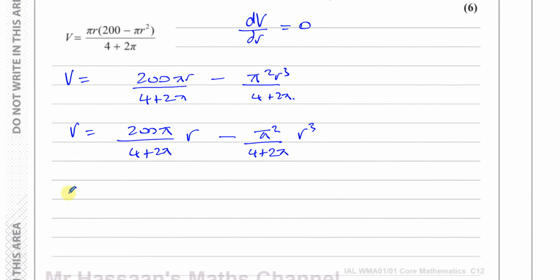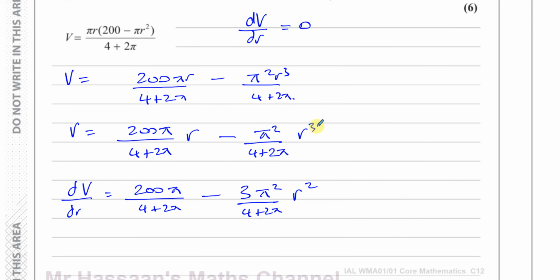So we can find dV/dr. Basically, if you differentiate 3x with respect to x, it becomes 3. You drop the variable, right? So I'm going to drop the r. This is going to give me 200 pi over 4 plus 2 pi, minus 3 times this coefficient. So it's going to be 3 times pi squared over 4 plus 2 pi, and you take 1 away from the power. So it's this 3 times this constant times r squared.